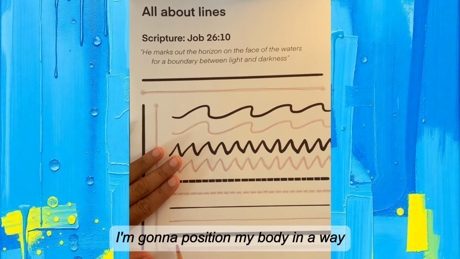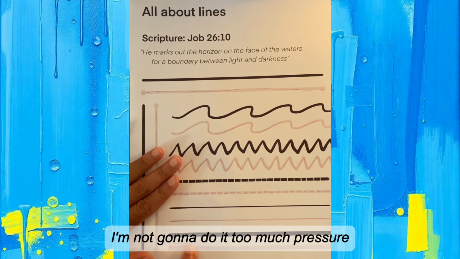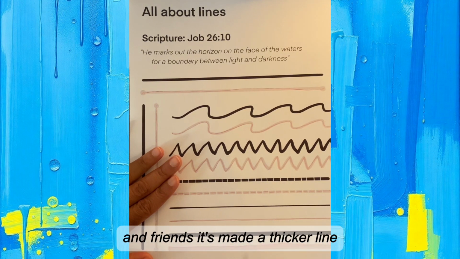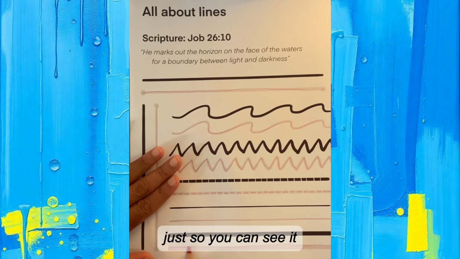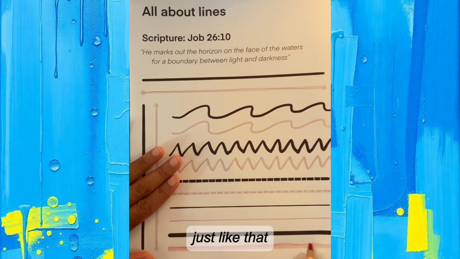I'm gonna position my body in a way where I can lay the pencil flat down, and you see the lid? I'm gonna hold the lid. I'm not gonna do it too much pressure, but I'm gonna go right along there. Oh, and friends, it's made a thicker line. I'm gonna make it a little bit darker just so you can see it. And sometimes you can kind of go back and forth, just like that.